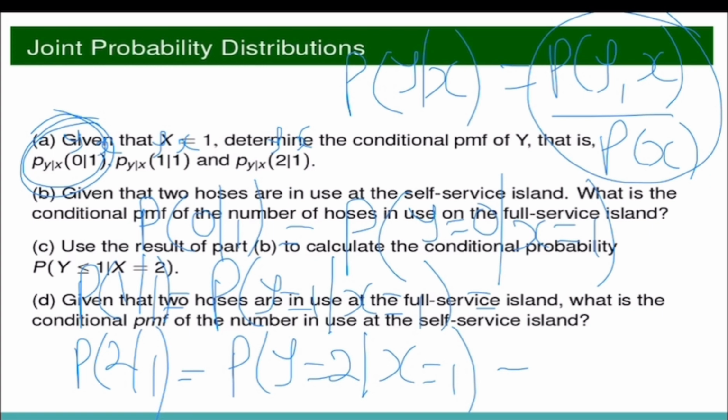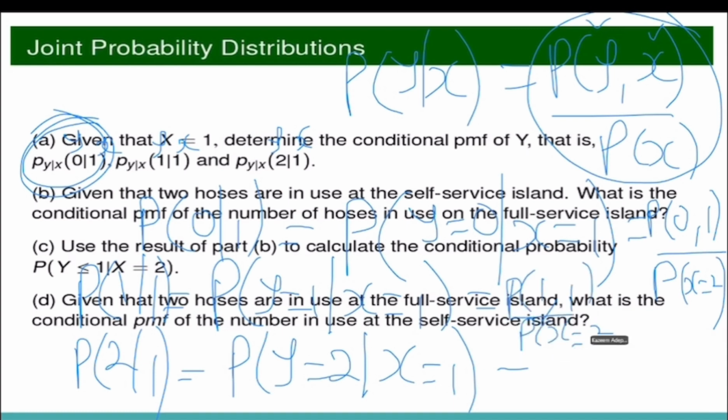If I want to figure out this guy now, I need P of 0 comma 1. Don't forget the joint. I'm using this guy divided by P of X equal to 2. Here, I need P of 1 comma 1 divided by P of X equal to 2. And finally here, I mean P of 2 comma 1, then P of X equal to 2. So you're basically going to see that each of them has the same denominator. You get what I mean?